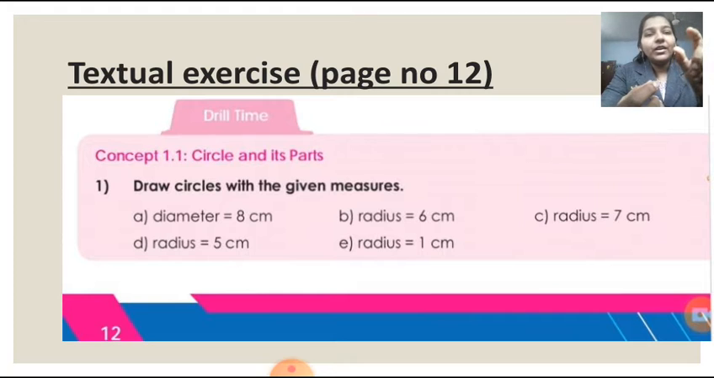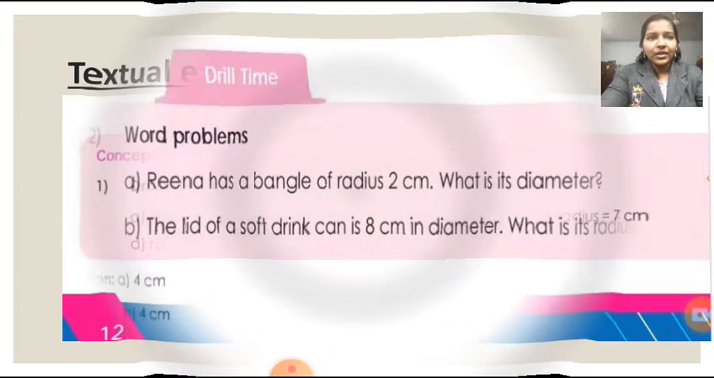If you take 4 in the compass and draw the circle, and then you measure the diameter, that will be 8 centimeter. Got it, children? Okay. So the same way you can do all these questions, and in the other questions the radius is already given. So you can take the measurement and you can draw the circle. Got it, children? Okay. Do that.